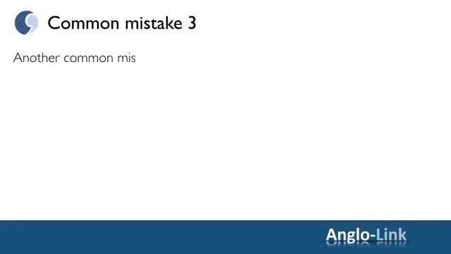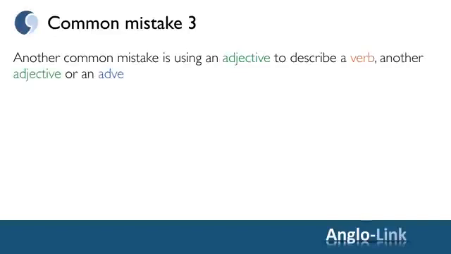Another common mistake is using an adjective to describe a verb, another adjective, or an adverb. For example, you may hear "he sings good." Sing is an action verb, and therefore you need the adverb. And the adverb for good is well. He sings well.